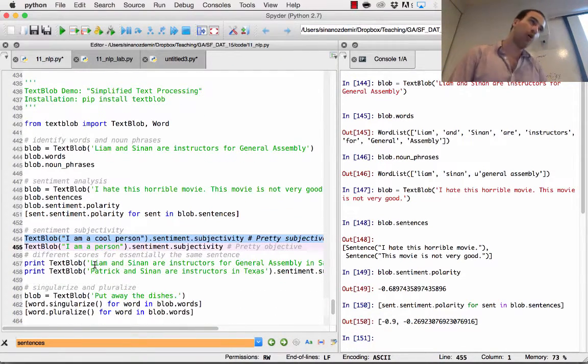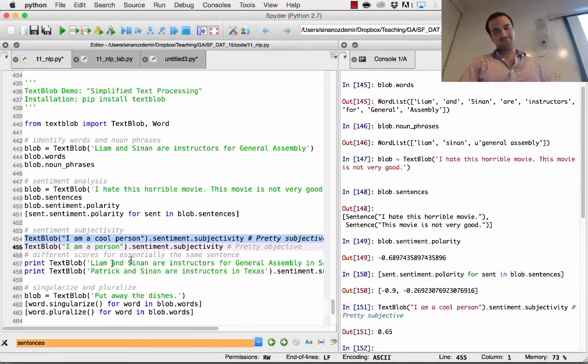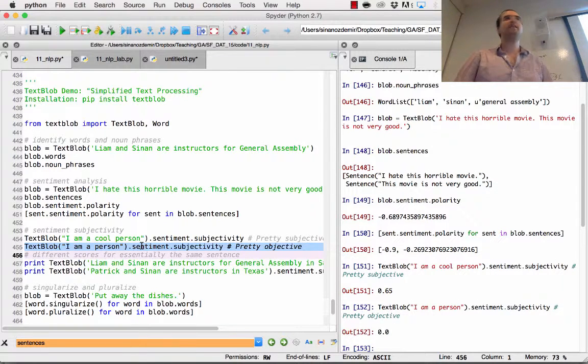Subjectivity is really cool, I think, but I would take it with a grain of salt, because subjectiveness is in and of itself subjective. Here's what I mean. I am a cool person has a subjectivity of 0.65, which is on a scale from 0 to 1, 0 being very objective, 1 being very subjective. I am a cool person is a pretty subjective thing to say. I am a person is not a subjective thing. It is 0. It is a very objective thing. So it does its best to try to figure out how much of an opinion a sentence is.